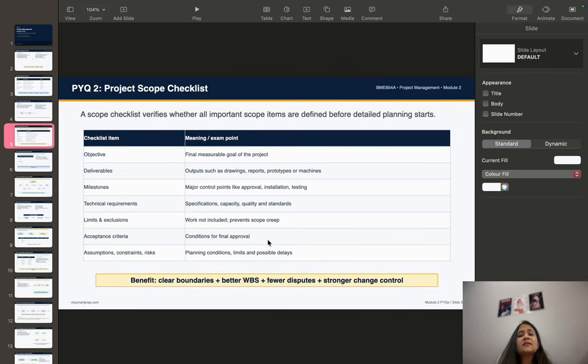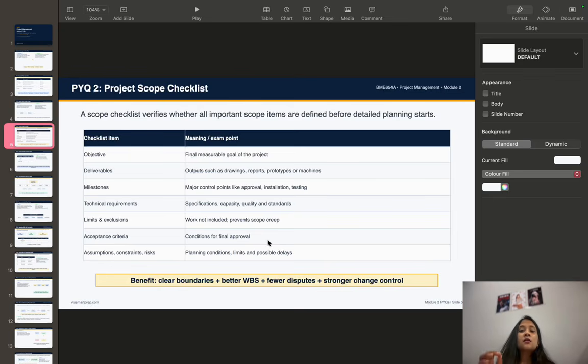These are the keywords you have to remember. So we are done with the first question. Next we have the project scope checklist. The next question they can ask is, explain project scope checklist. A project scope checklist is used to verify whether all important scope details are clearly defined before starting detailed planning.